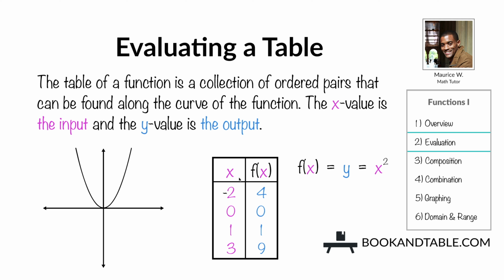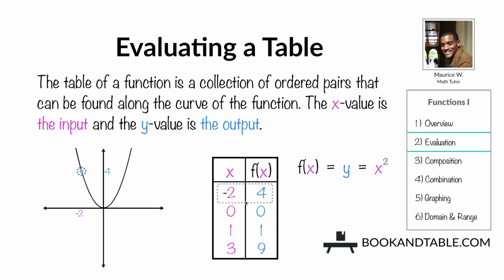So do not let this throw you off. When you see the column with f of x, that is the same as them saying y. Okay, so you have the x coordinate and the y coordinate for specific pairs in the table. And then you'll be asked to evaluate the function based on this table of ordered pairs.